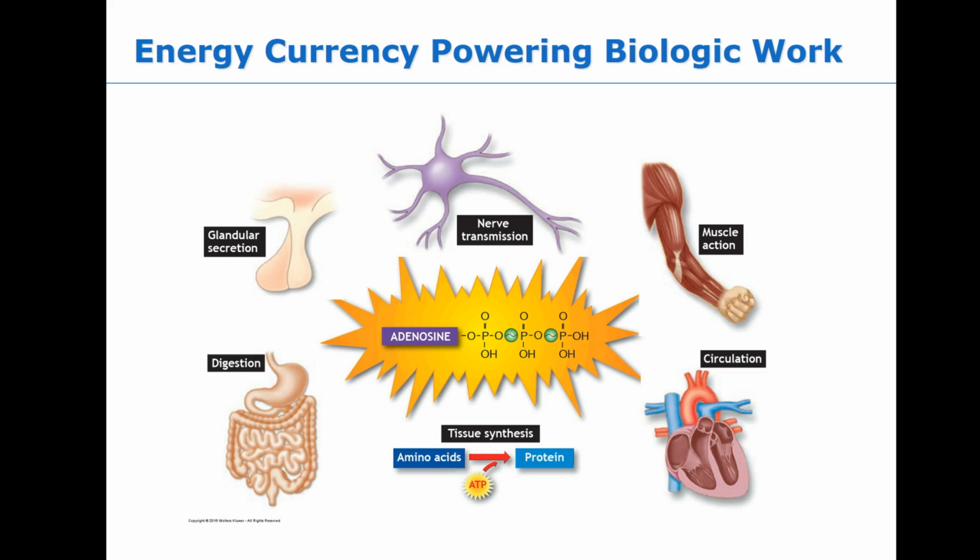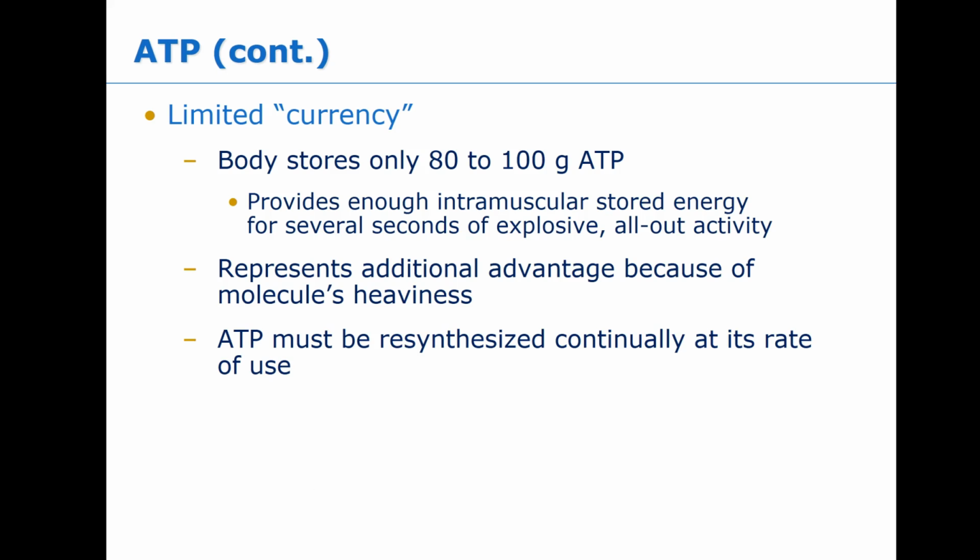It helps us with our digestion, and it also helps us with hypothalamus and glandular secretion right here in the upper right hand corner. So truly, this is another picture of why we call ATP the energy currency of the cell. It literally powers all biological work that takes place. Without ATP, we'd be in some serious trouble.